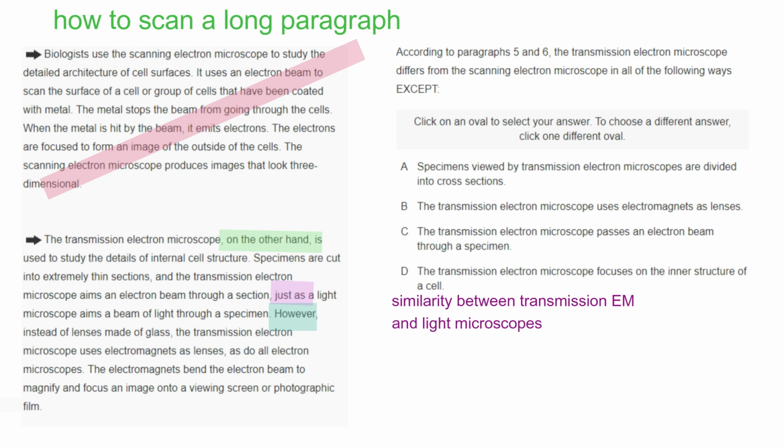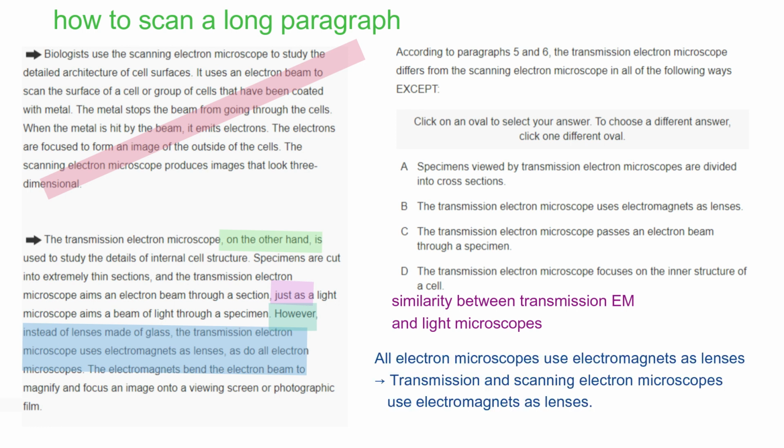It says, instead of lenses made of glass, the transmission electron microscope uses electromagnets as lenses, as do all electron microscopes. The sentence talks about the difference between transmission electron microscopes and light microscopes in terms of their lens material. The transmission electron microscope uses electromagnets as lenses, as do all electron microscopes. Here, as has the same meaning as like, so we know that all electron microscopes use electromagnets as lenses, unlike the glass lenses of a light microscope.